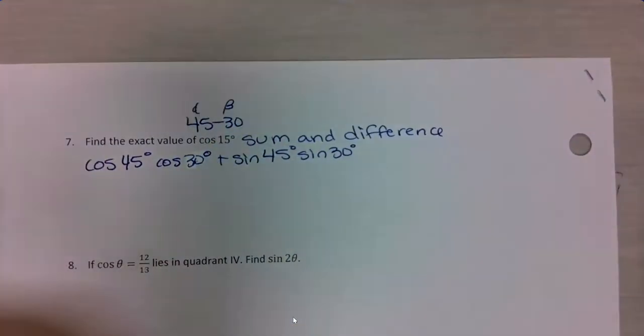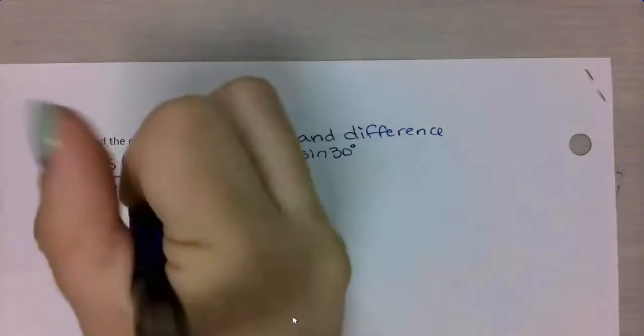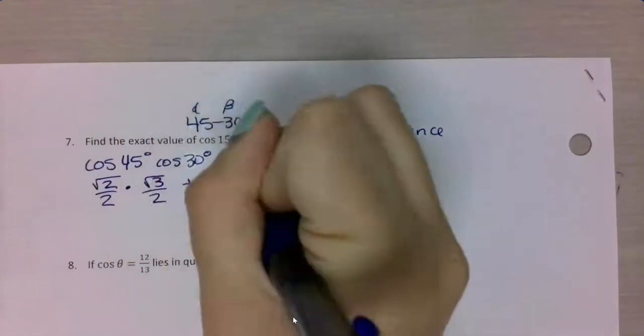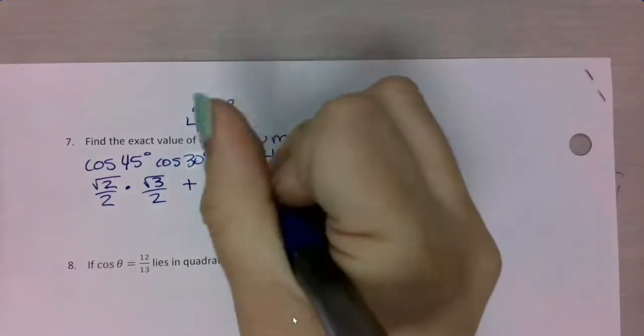So then cosine of 45 is the square root of 2 over 2. Cosine of 30 is square root of 3 over 2, plus sine of 45 is the square root of 2 over 2. Sine of 30 is 1/2.